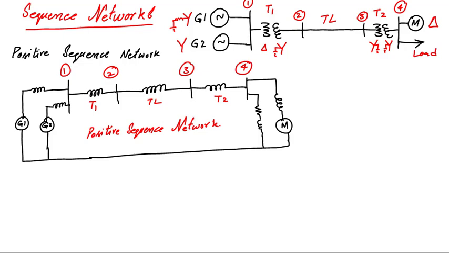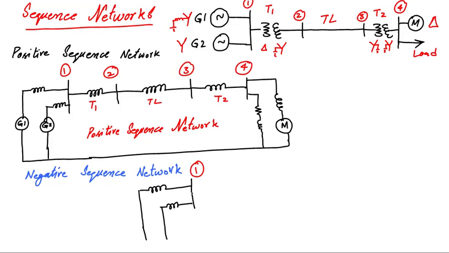Now we are going to develop the negative sequence network for the same system. In the negative sequence network, we will replace all the components in this one line diagram with their negative sequence circuits. So let's start from bus number 1 and its connected components. This is bus number 1, generator 1 and generator 2. There will be no source of induced EMF in the negative sequence network, so we will draw it simply with the reactance. Then come to the transformer.